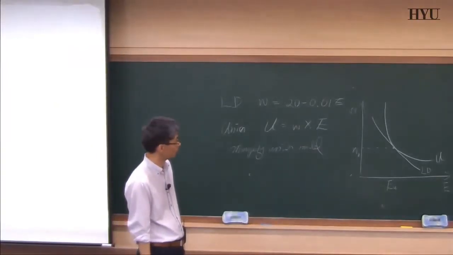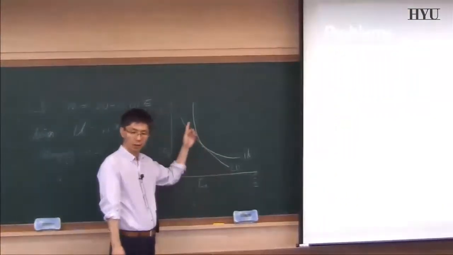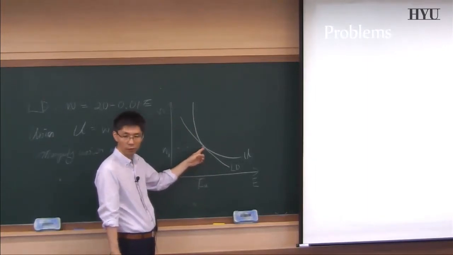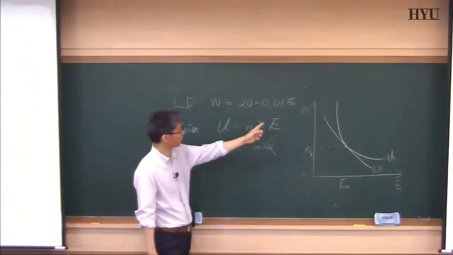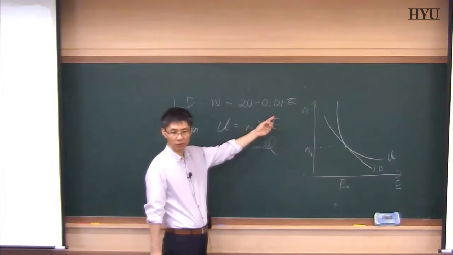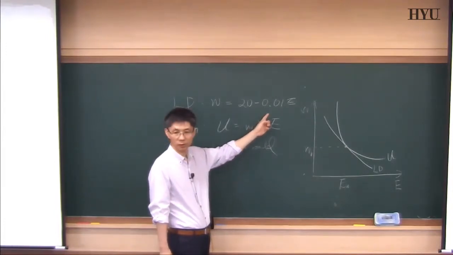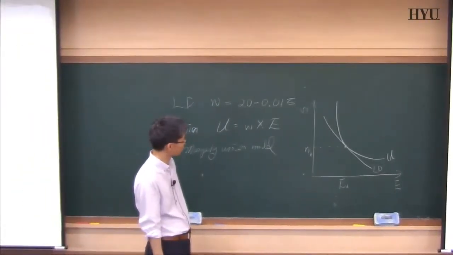Then how do you solve this problem? One thing that we can see here is that the slope of the labor demand curve must be equal to the slope of the indifference curve, right? And the slope of the labor demand curve is what? In this equation, what is the slope of the labor demand curve? Minus 0.01. That is the slope.